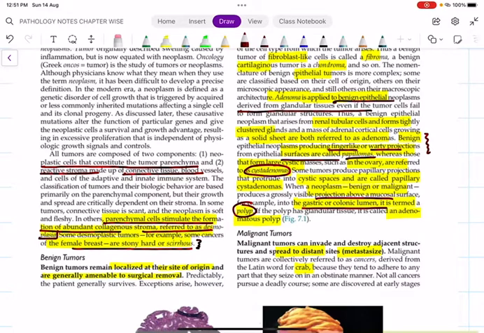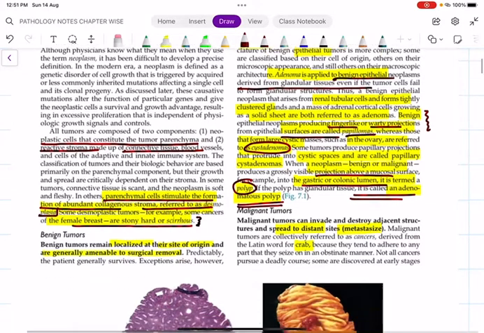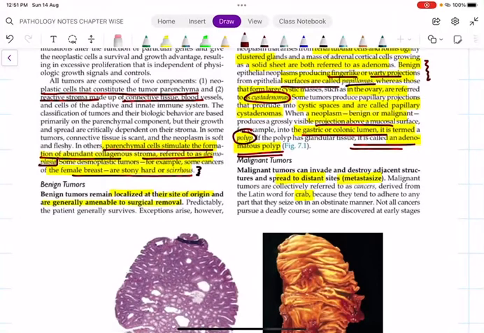A polyp is nothing else but an abnormal protrusion of the epithelium into the mucosal surface, and that is what we call an adenomatous polyp. Then we have malignant tumors. The hallmark feature of malignant tumors is metastasis. That means they have the ability to spread to distant sites.